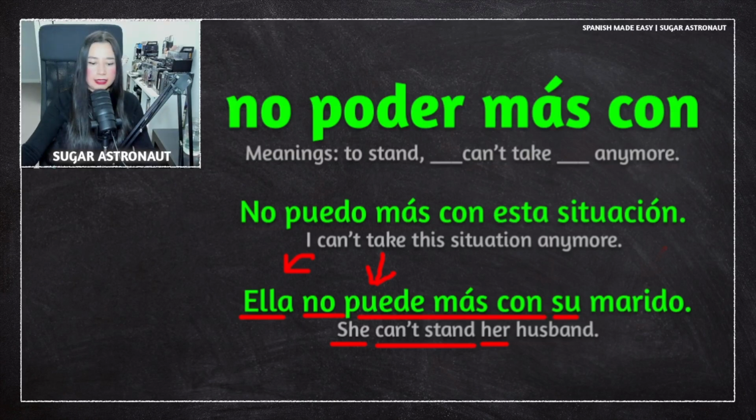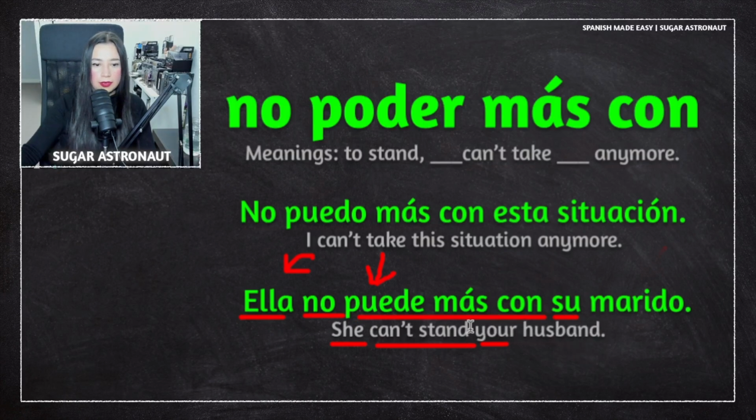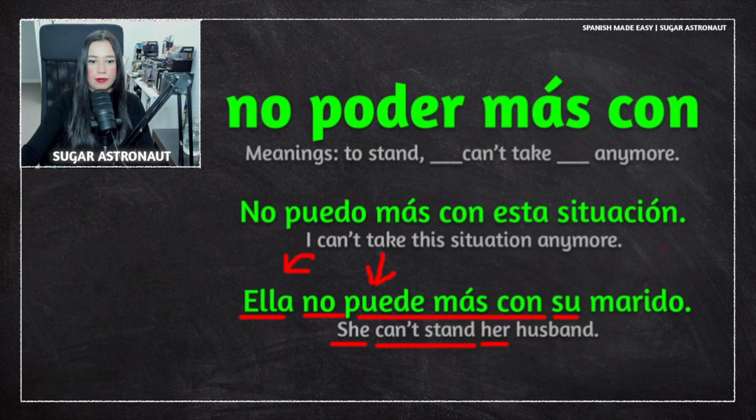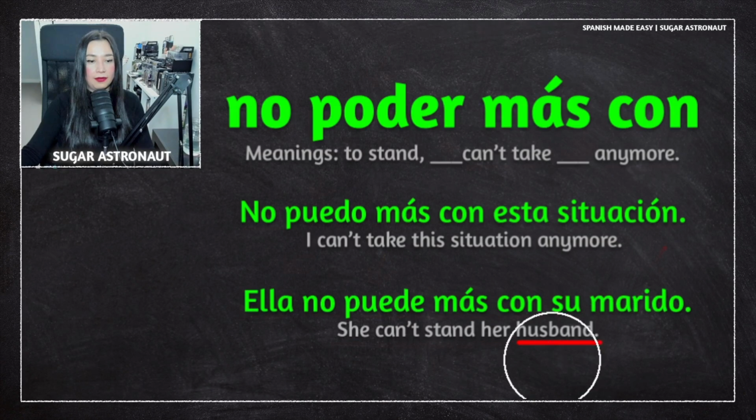su means his, her, and also their, and your but formal, okay? Your formal, as in, your, this word, your. Okay? But in this situation, it means her because we're talking about she. Su marido, her husband. Okay? So that can change. You only have to either add the personal pronoun and also don't forget to conjugate the verb poder. Poder. Excellent.